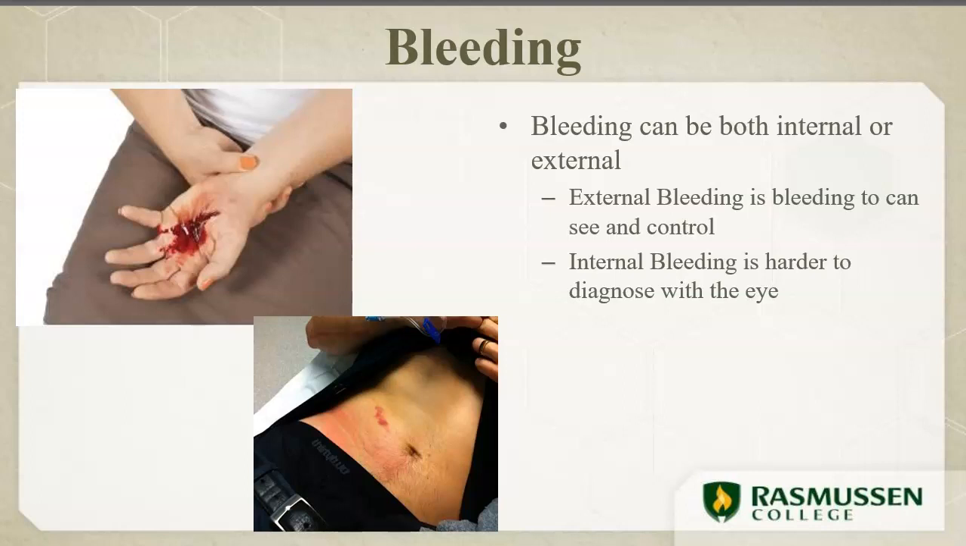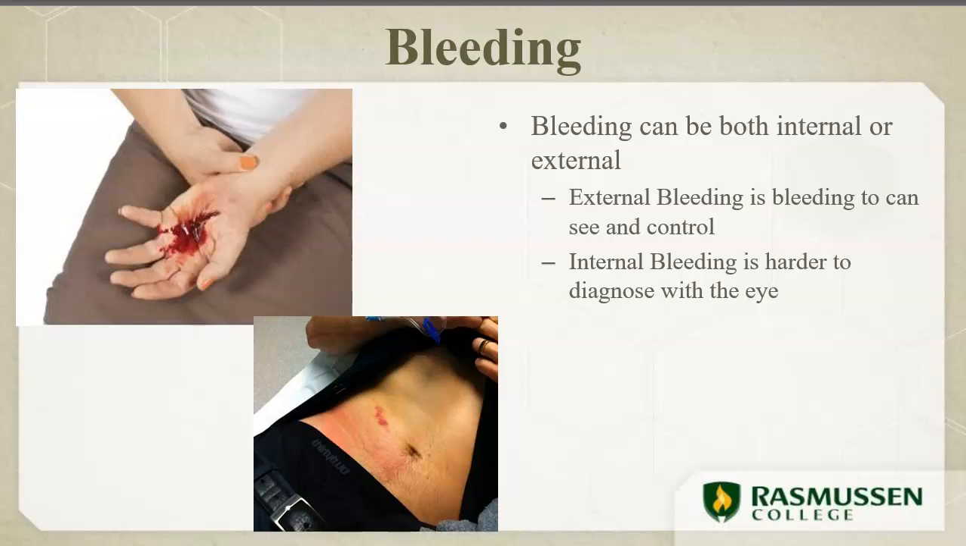So because bleeding is both external and internal, we need to look at these a little bit differently. External bleeding is bleeding that occurs when the skin is broken. This type of bleeding we actually can control. So when you have an injured person who has external bleeding, we want to put a bandage around the injured part and maintain pressure to that site.